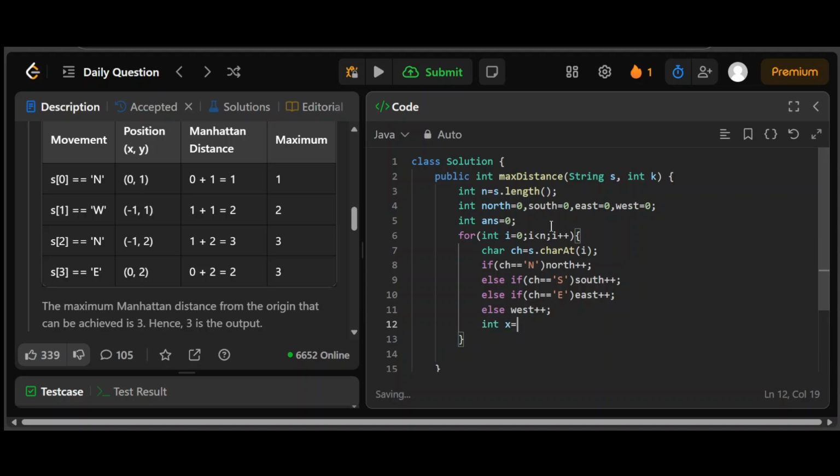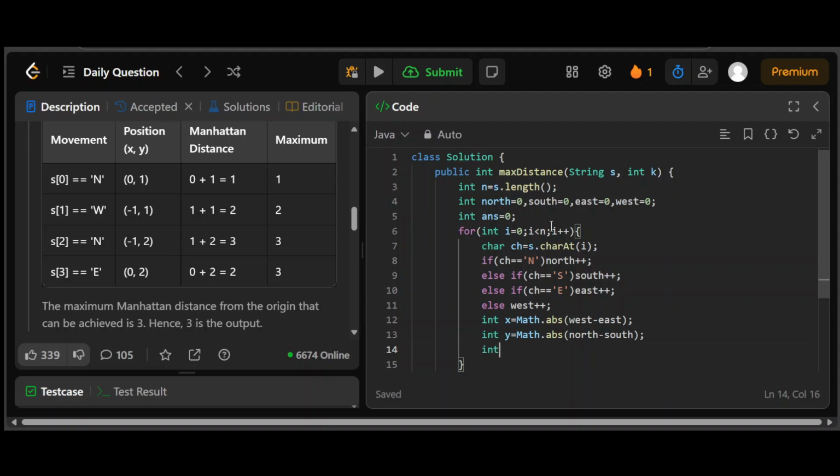You need to make two differences. I said the net distance covered in the horizontal, or you may say the x coordinate, so Math.abs for the horizontal one, that's west minus east or east minus west, both are applicable. And then y, that's for the y coordinate, or the net vertical distance, found by north minus south. And then you need to have a distance. This would be your Manhattan distance, x plus y, right?